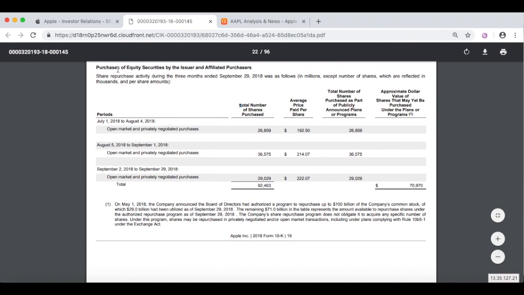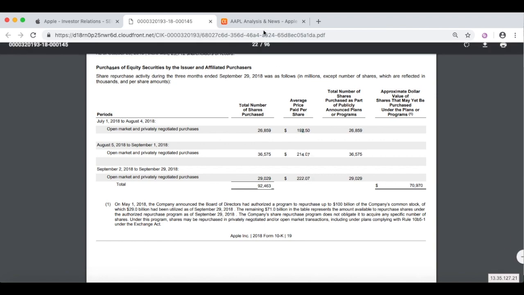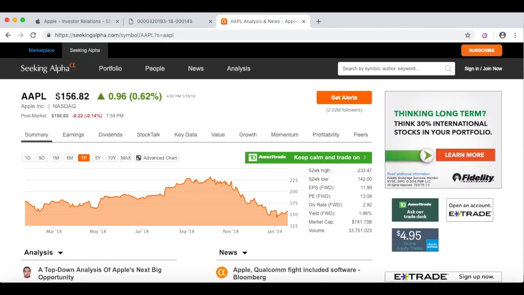So purchase of equity securities, basically a buyback program. The company explains it here. They have $100 billion with a B buyback program, and they've used $29 billion of it here. I want to show you the average price: $192, $214, $222. Total number of shares: 92,000 shares. Imagine if you open up your E-Trade account and 92,000 shares of Apple sitting in there. Probably feel pretty good about that. Look at these prices, guys. 222, 214, 192. What's Apple at today? 156.